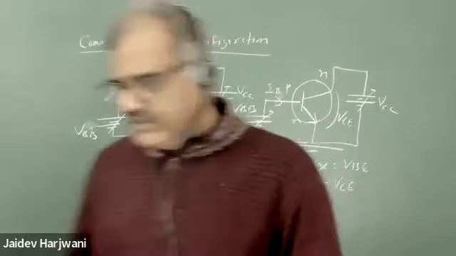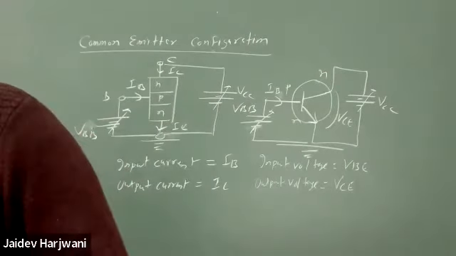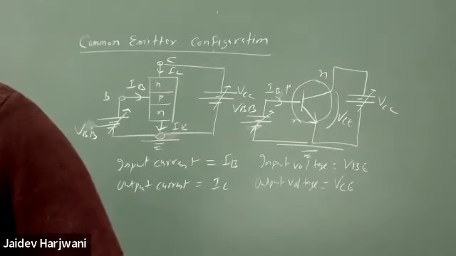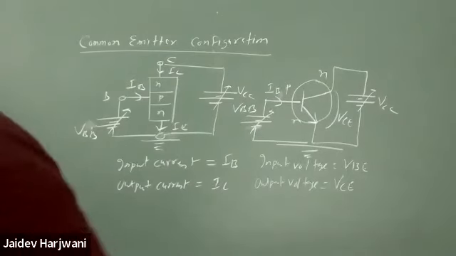Voltage across input terminals is the input voltage, and then input current and output current. Okay, now before we discuss the characteristics of this common emitter configuration, let me write the current relations. So we have to write the current relations for the common emitter configuration.